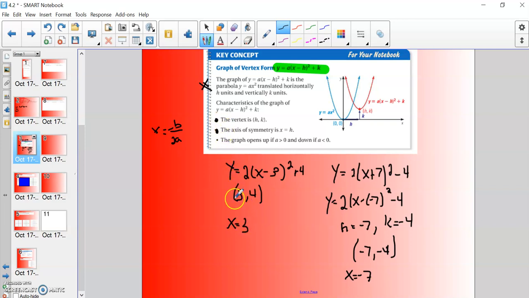So that's your h, that's your k. hk is the vertex, h is the axis of symmetry. So the only thing that's left is a. If a is positive or greater than 0, the graph opens up. If a is negative or less than 0, the graph opens down. That's the same as it was yesterday, but not bad to add that to your notebook again. So this is vertex form.